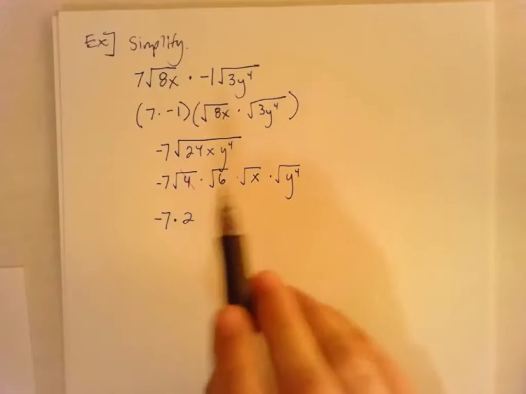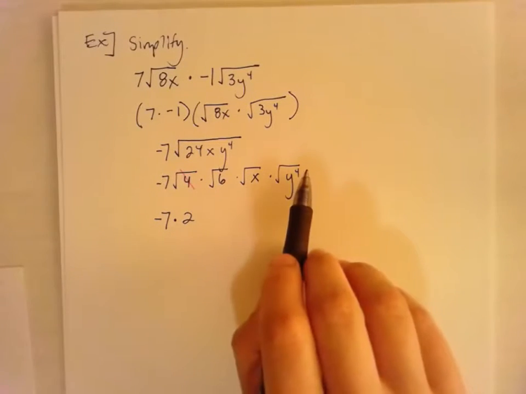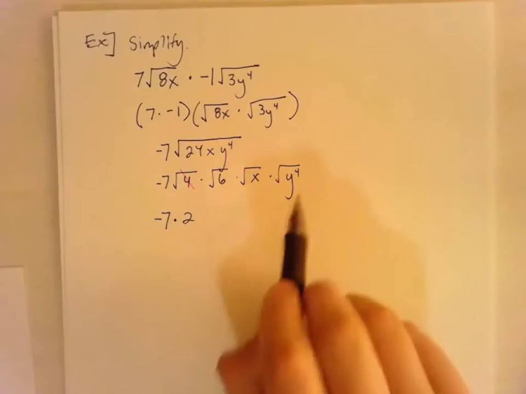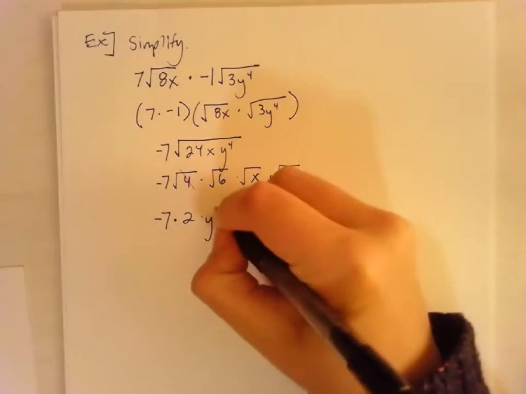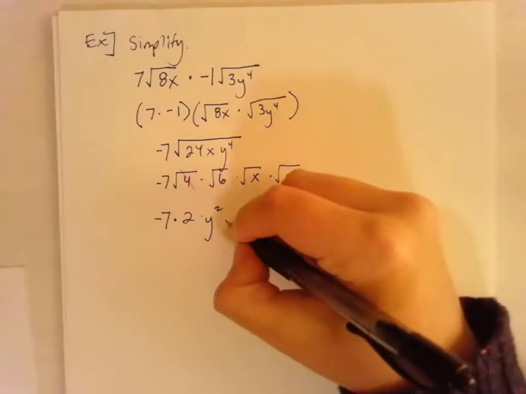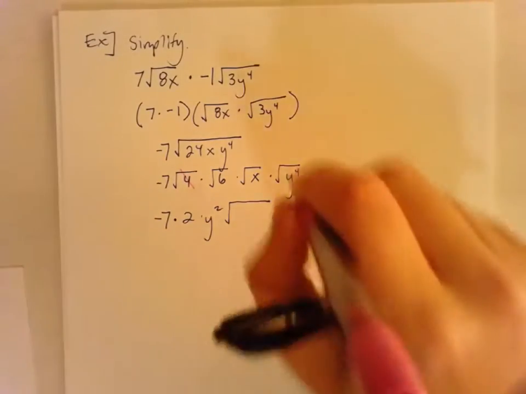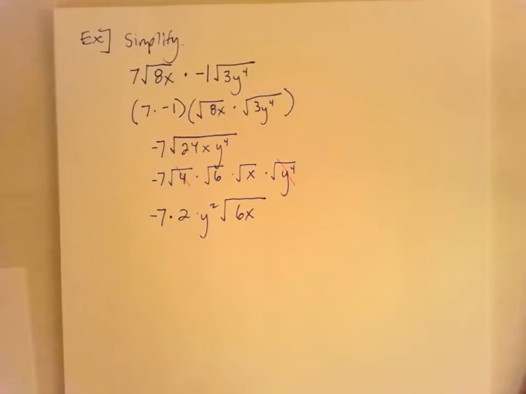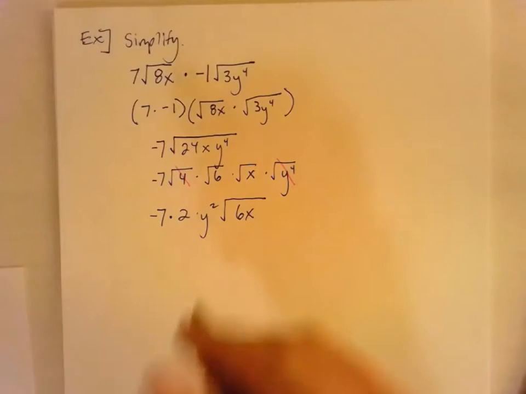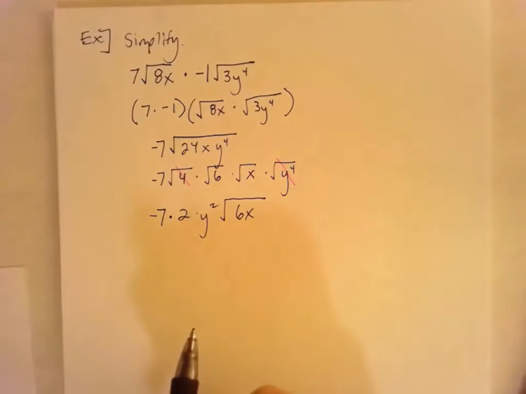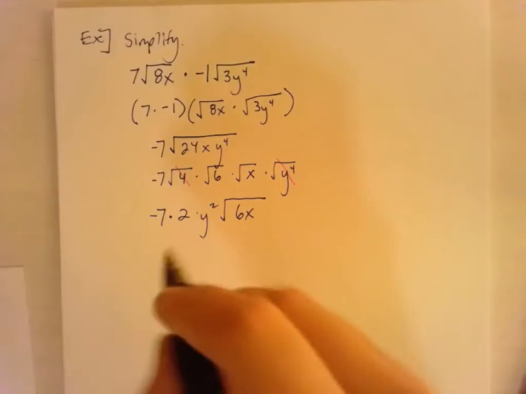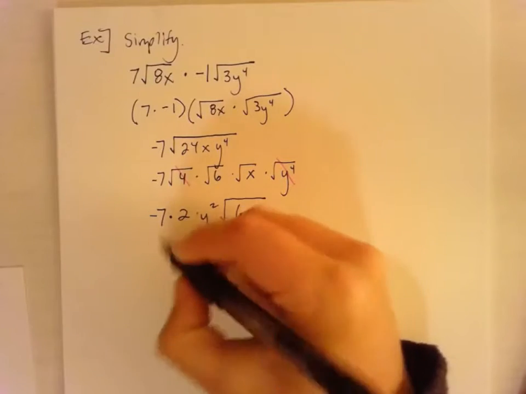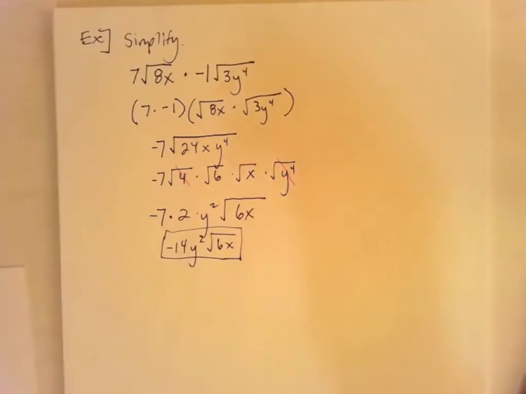Can't do anything with the radical 6. Can't do anything with radical x. But square root y to the fourth, remember that's 4 divided by the index 2. 4 divided by 2 is y squared. And I still have, underneath the radical, what I couldn't simplify, 6 times x. 6x. And so I simplify just a little bit more on the outside. Negative 7 times 2 is going to get me negative 14 y squared radical 6x, and now I am done with that.